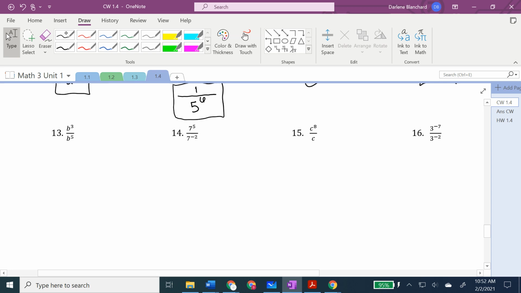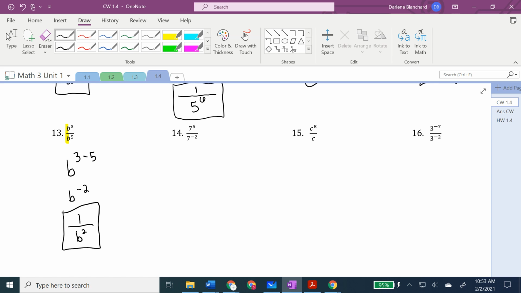Okay, next. When I am dividing and it's the same base, they're both b's, I subtract the exponents in the order of the numerator exponent minus the denominator exponent. And this becomes 1 over b squared. Now, I should say right now, if you see a quicker way to get to 1 over b squared, feel free to use that.